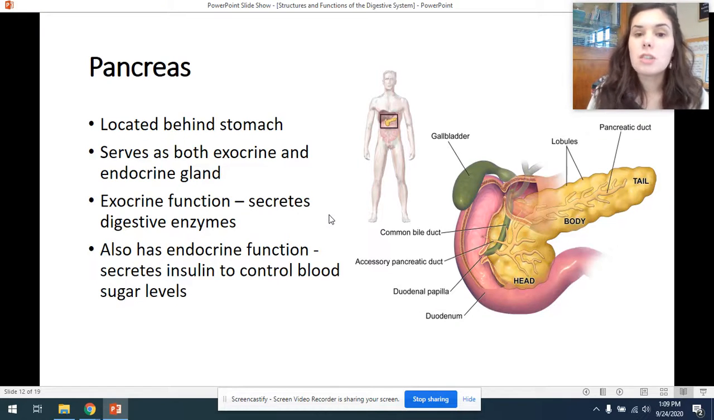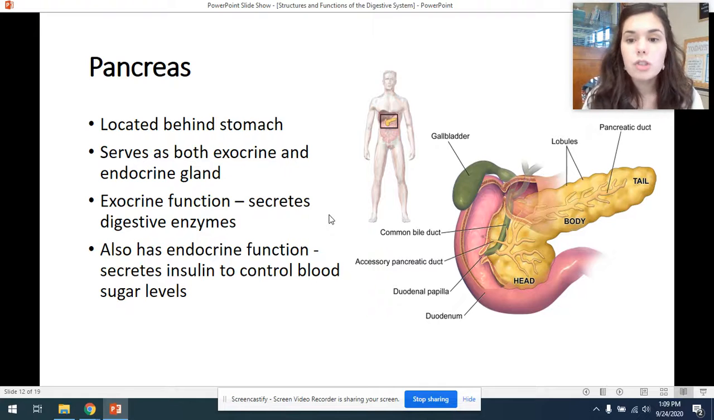The pancreas, which is an accessory organ, so it's not a primary organ, is located behind the stomach, and it serves as both an exocrine and endocrine gland. In the exocrine function, it helps to secrete digestive enzymes, and in the endocrine function, it helps to secrete insulin, which you'll learn more about during the endocrine system, helps to control our blood sugar levels.